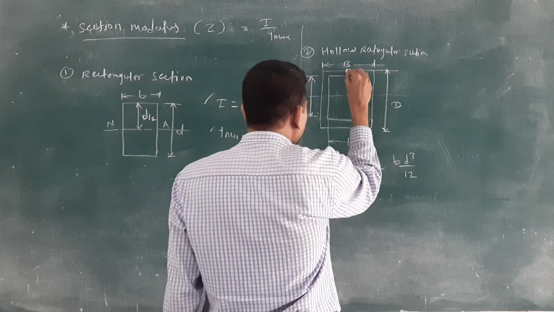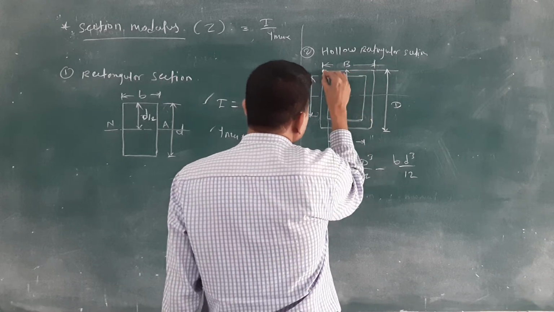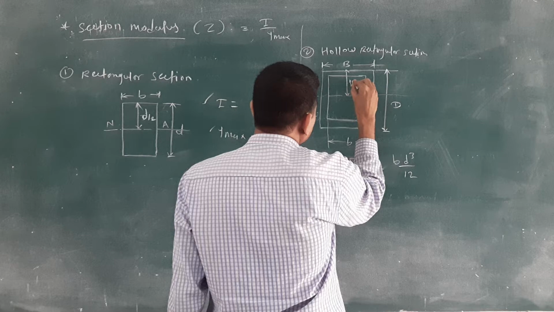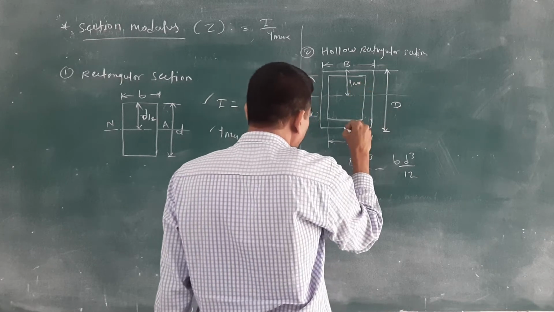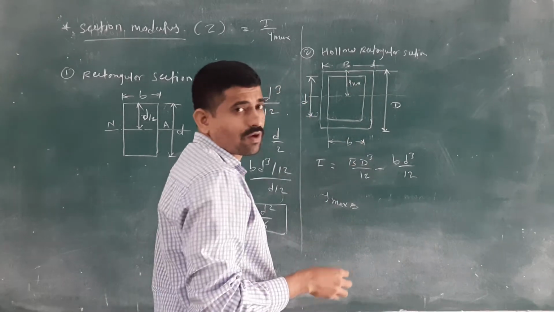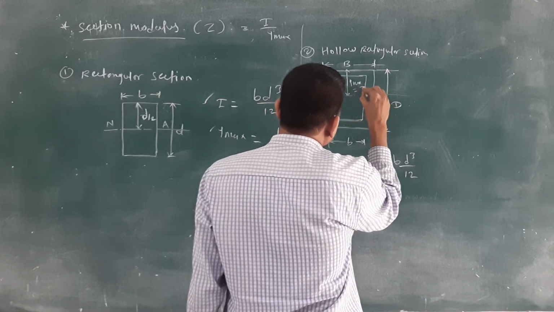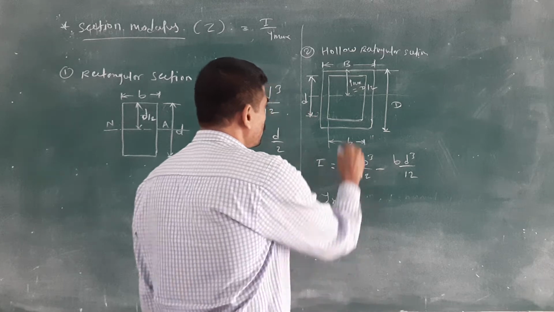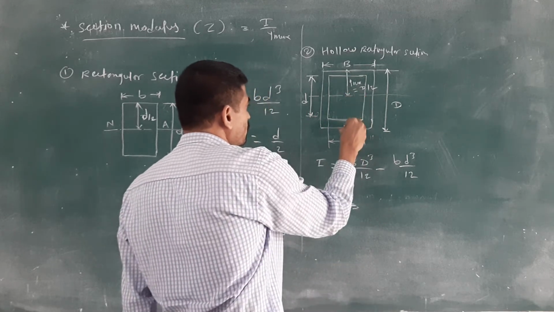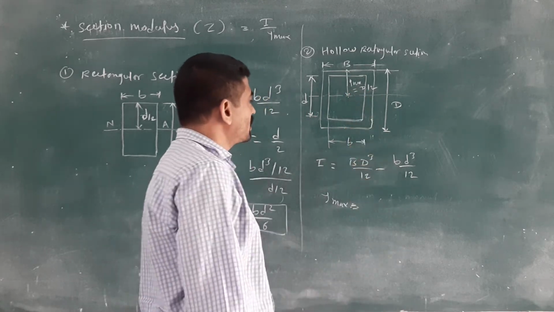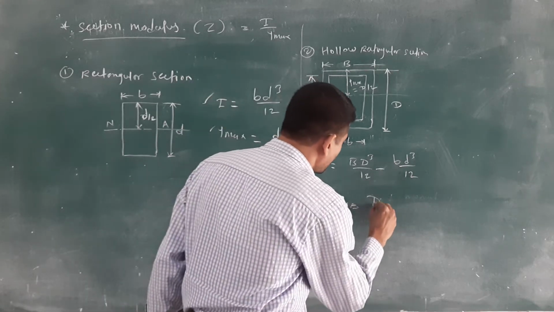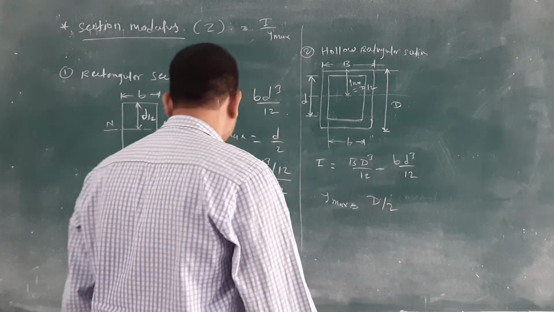You have to consider the outermost. Which is the outermost? This one, capital D. Okay, this is the y max. You can take it at the bottom or at the top. Okay, here it is symmetric. That's why you will get the same D by 2. If you have taken the bottom from the neutral axis, again you will get capital D by 2.